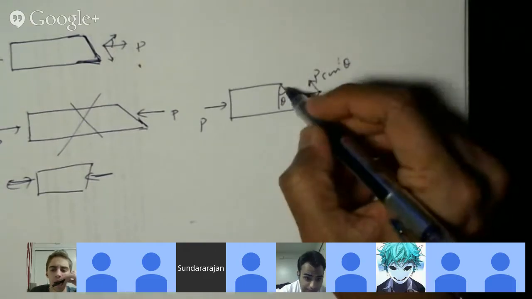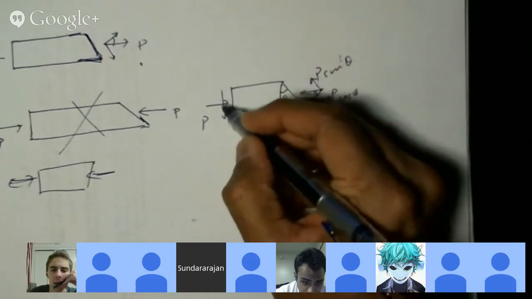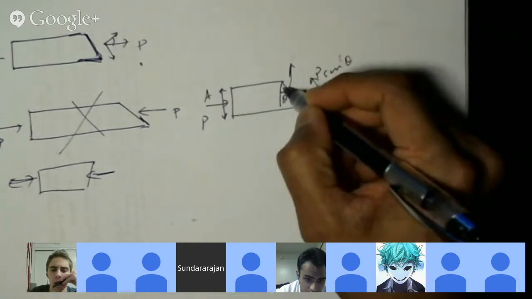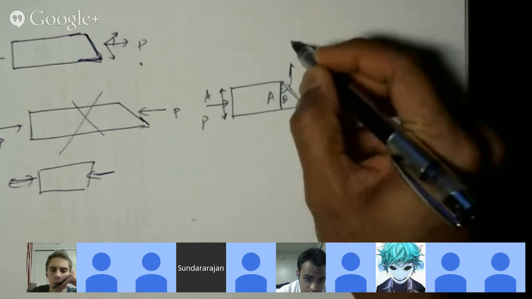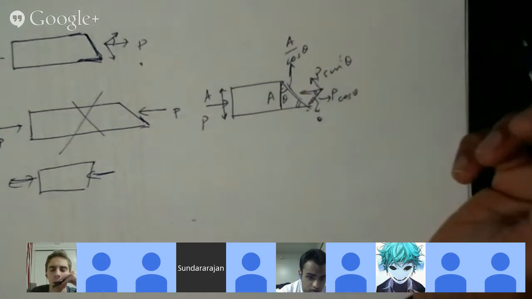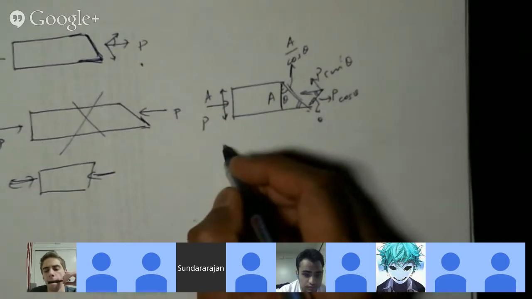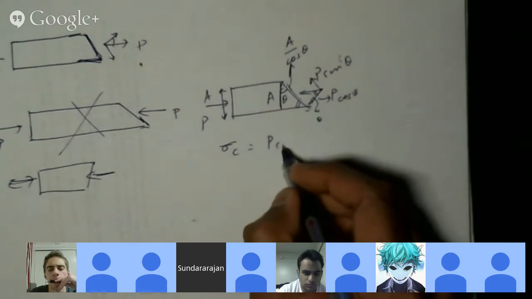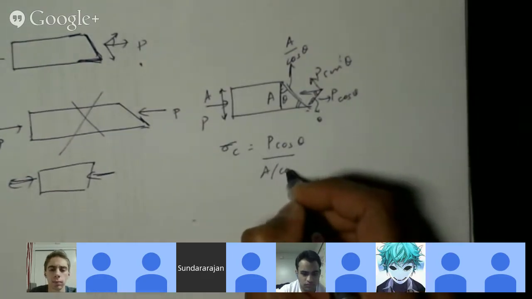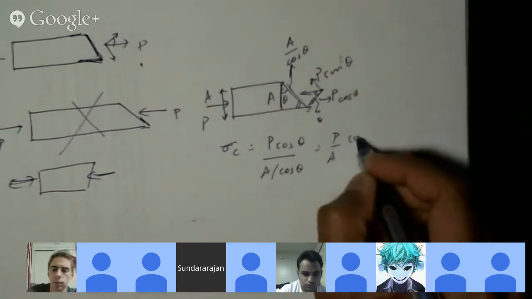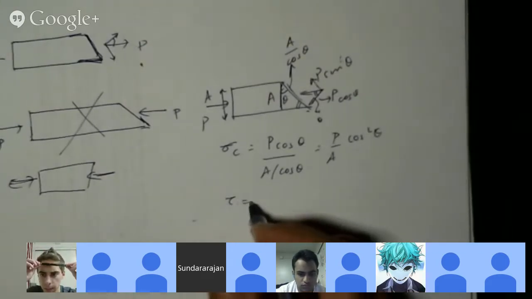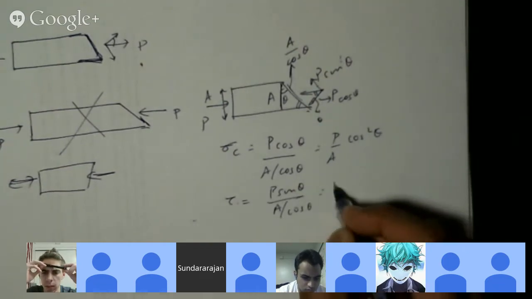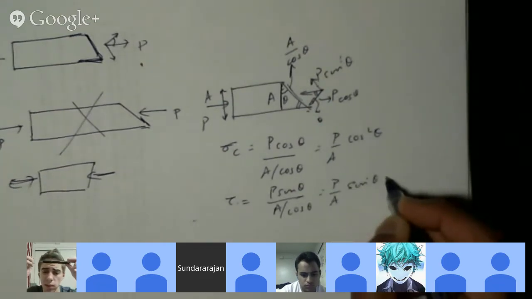Now if this area is A, then this area is A over cosine theta. So the compressive stress sigma C would be P cosine theta over A over cosine theta, so it is P over A cosine squared theta. And tau would be P sine theta over A over cosine theta, so P over A sine theta cosine theta.